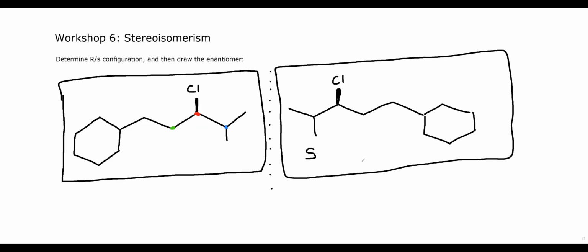Okay, so either way that you want to draw the enantiomer is perfectly fine as long as you do it properly. Either draw the mirror image or draw the carbon skeleton exactly as is and change all the hashes to wedges and all the wedges to hashes.